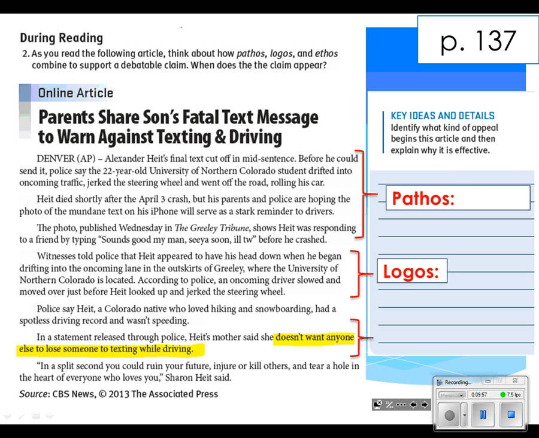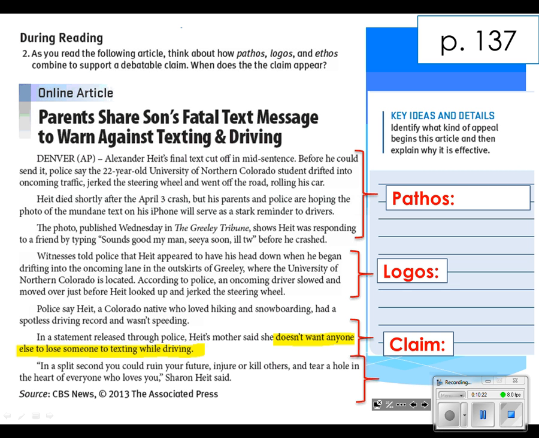All right, now the particular chunk that we highlighted, the highlighted piece is the claim itself. This is the argument that's being made. Don't text while driving, you're going to lose someone. Okay, and that's going to leave us with the final piece, final sentence. So we'll go ahead and bracket that in.